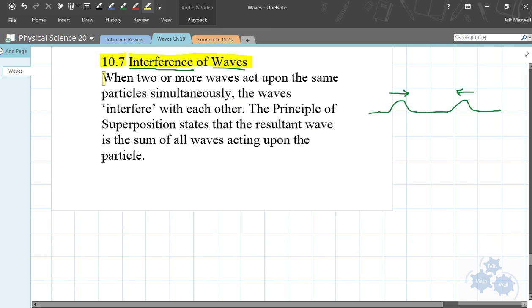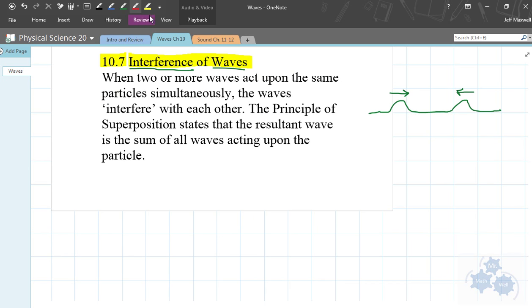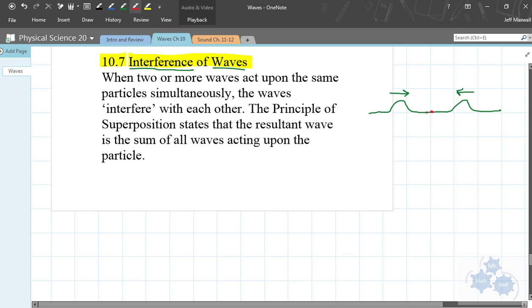Let's say here, when two or more waves act upon the same particles simultaneously, and so the particles would be the particles on the string or that piece of yarn that you had tied to the middle of the string, right? So that's the particles of the medium. When two or more waves act on the same particles simultaneously, the waves are said to interfere with each other.